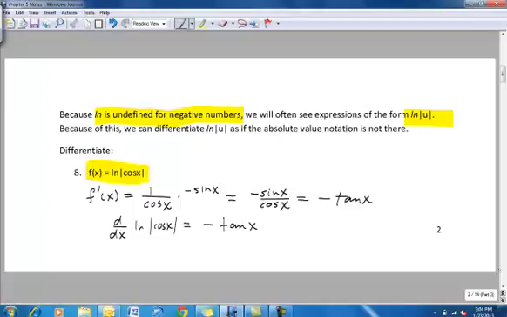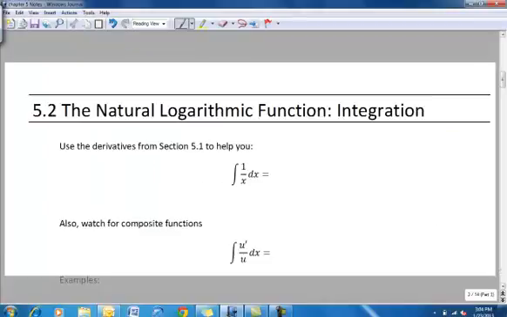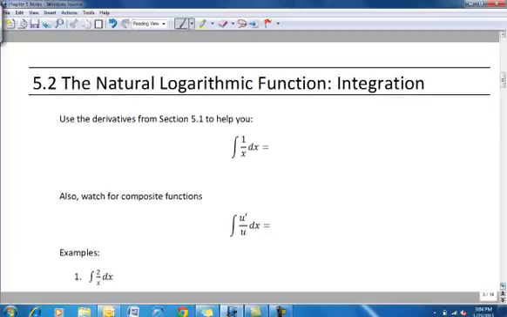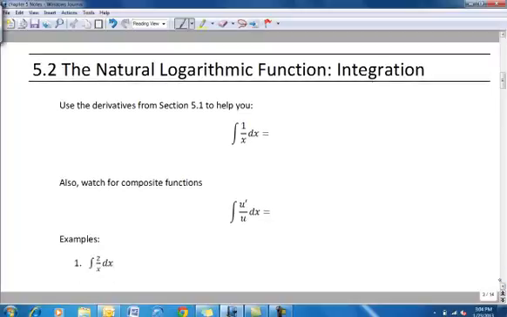All right, so that's all we're going to cover for section 5.1. I think I will push ahead to do section 5.2. So we're going to kind of flip this around now. In section 5.1, we were talking about derivatives of ln of x. In section 5.2, we're going to look not at integrals of ln, but at integrals that lead to ln. So based on what we just did, this shouldn't be too hard.